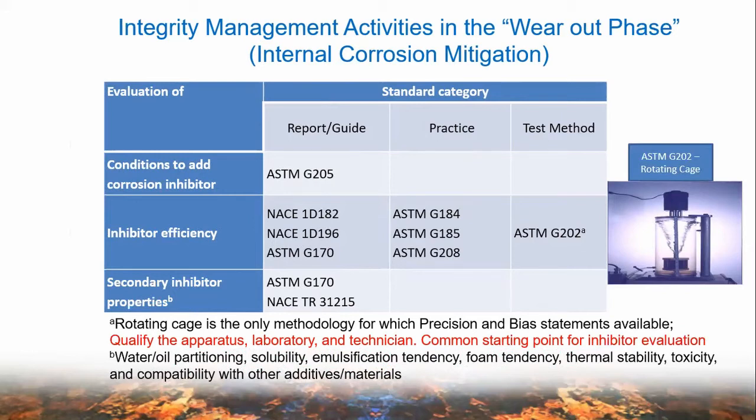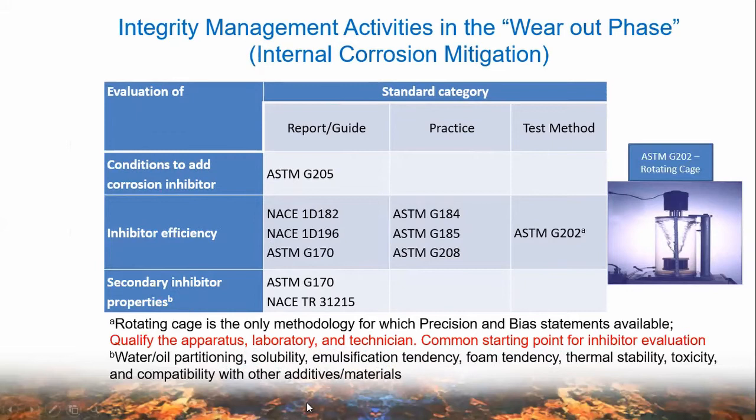Also, evaluate inhibitor efficiency using standard test methods. This is very, very important. Standard test methods provide precision and bias statements. Using the precision and bias statement, we can and we must qualify the apparatus, the laboratory, and the technicians involved in the inhibitor evaluation. At this stage, rotating cage is the only methodology for which there is a standard test method, though standard test methods for other methodologies such as rotating cylinder electrode are being developed.